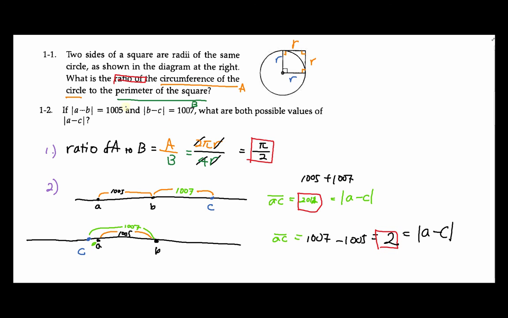So to answer it, the answer for part 1 was pi over 2, and for number 2 it's 2 and 2012.